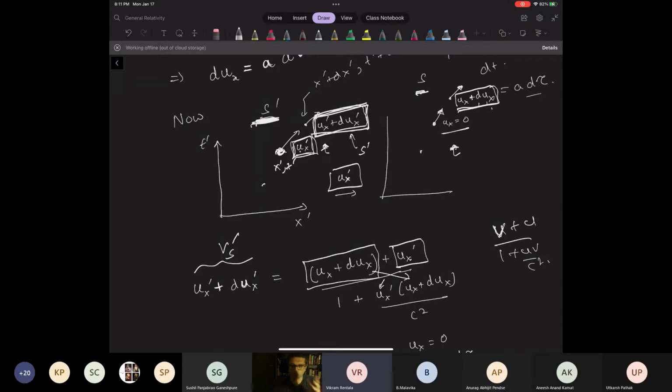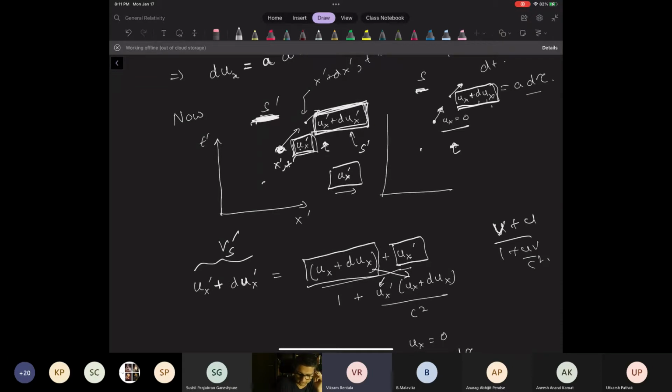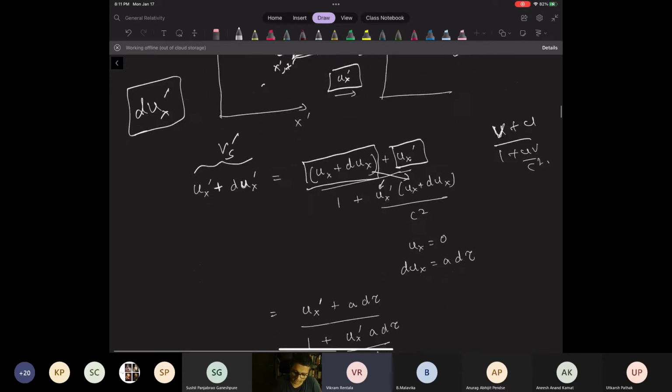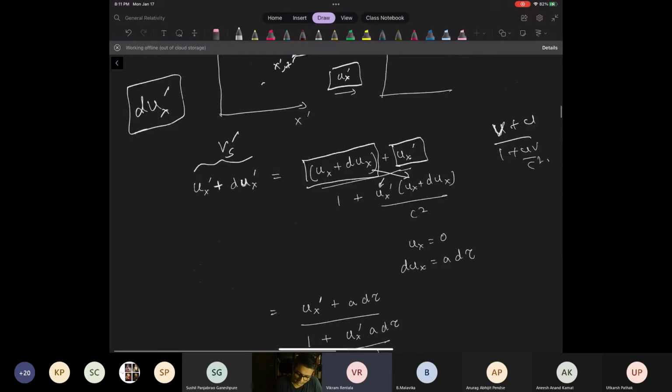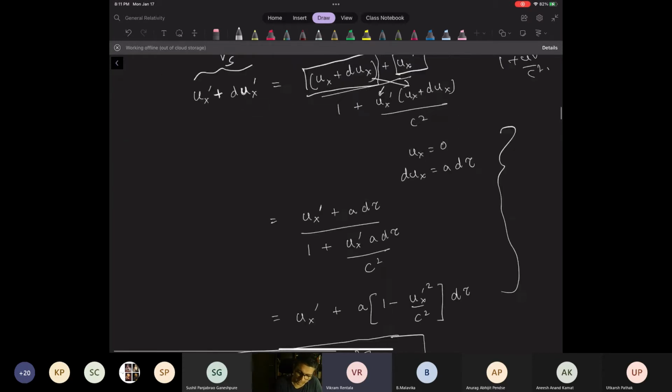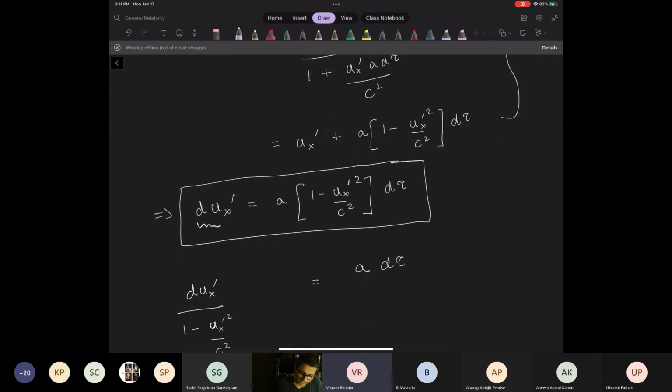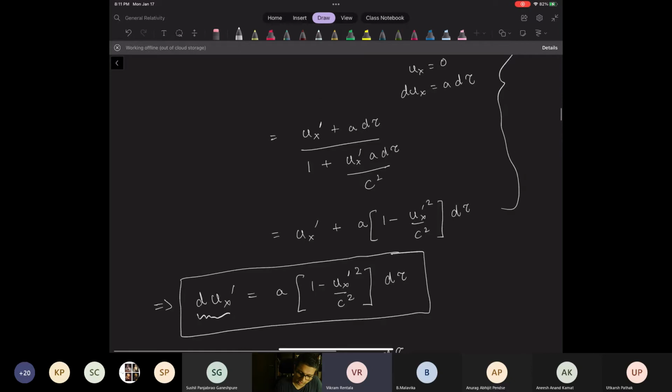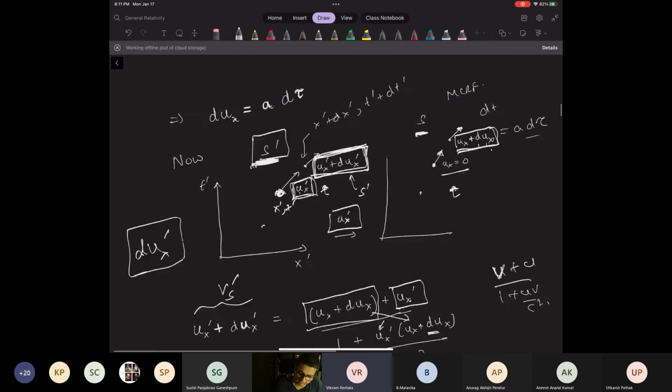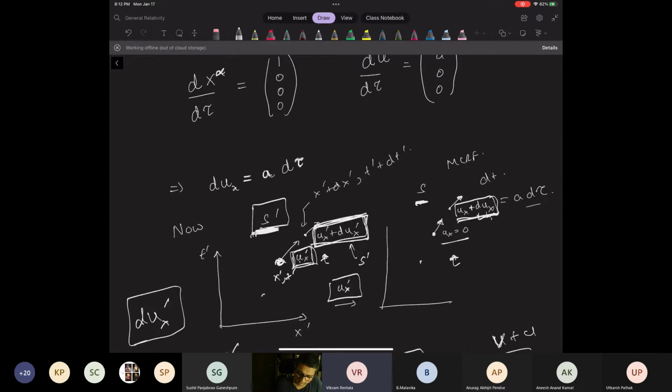So what is the result of this? The result is that I'm going to be able to figure out the change in speed, dux prime, as seen in the static inertial reference frame S prime. I don't want to know what happens in these MCRFs. I want to know what is happening in this inertial reference frame S prime. If I simplify this, I won't walk through the math, though it's in the notes, what you find is that dux prime is just equal to, all I did was plug in for dux, the extra speed which you pick up in the MCRF, which is a times d tau.